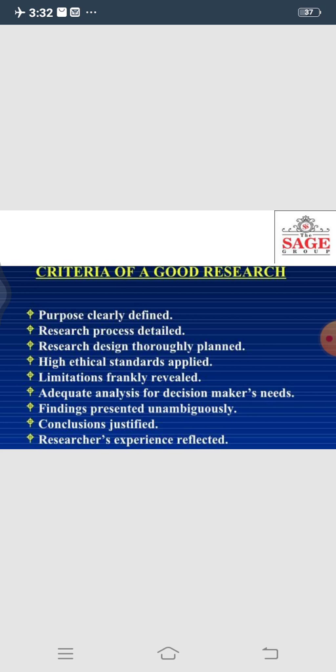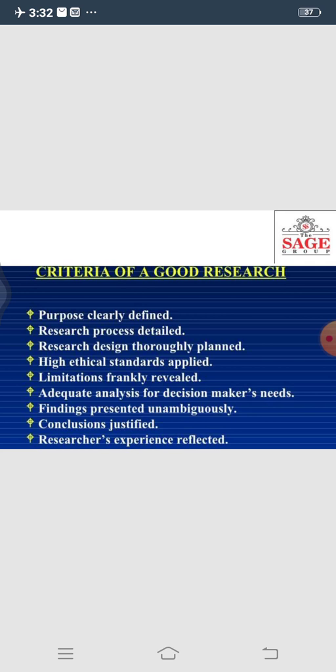Then I come up with the output and I submit a report. My limitation is that it is limited to a particular geographical area. Maybe Karnataka youth may differ in their views. Maybe Maharashtra people may differ in their views. So limitations should also be highlighted. As we proceed, you will understand the importance of limitations.